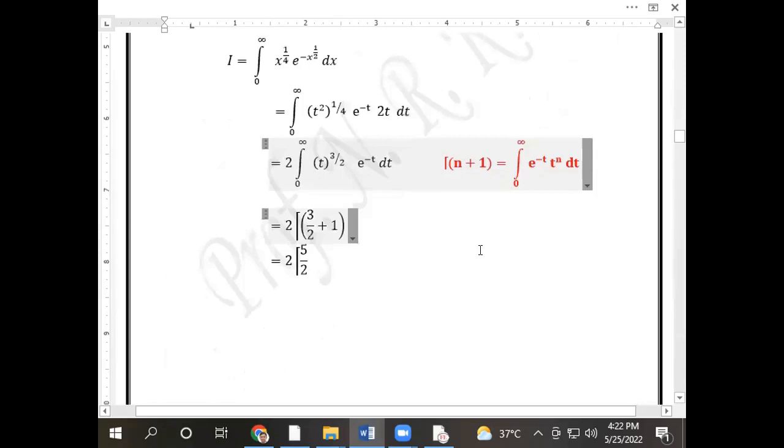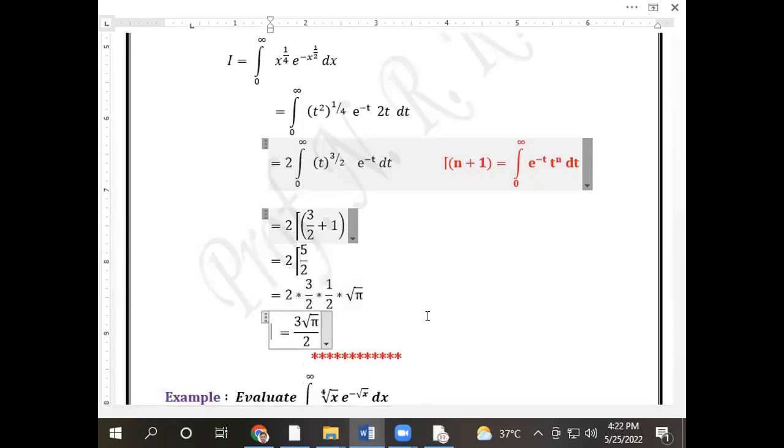And gamma of 5 by 2 can be solved by using the property gamma of n equals n minus 1 into gamma of n minus 1. We have to use this property. And we know that odd number upon 2, we are using that. So the 2 gets cancelled, and we get the final solution, 3 root pi divided by 2.